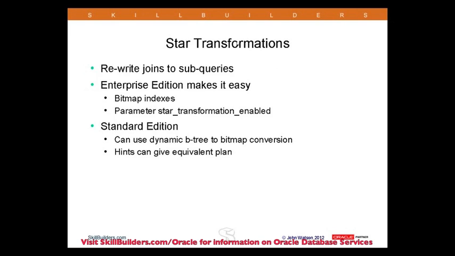But one thing I do want to show, particularly, is not only what a star transformation is in terms of equivalent SQLs, but also how you can achieve a star transformation with Standard Edition. That's what I really want to come down to, and it's all down to the way you write your SQL. So, what's the concept of a star transformation? You rewrite joins as subqueries.